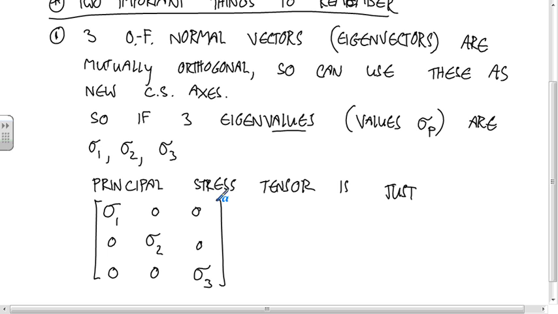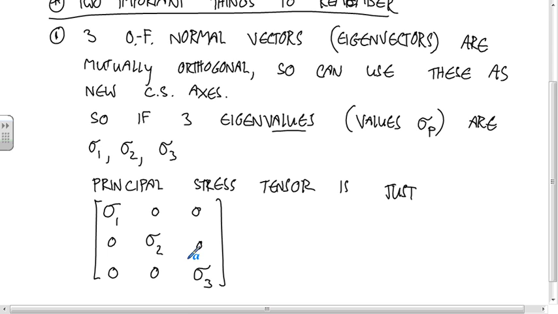So if you're trying to find a stress tensor with only principal stresses, with no shear stresses, find the three roots of that characteristic equation, find those three solutions to that determinant equation, and you can just use those as your diagonal values of the stress tensor. Any questions about that one first?